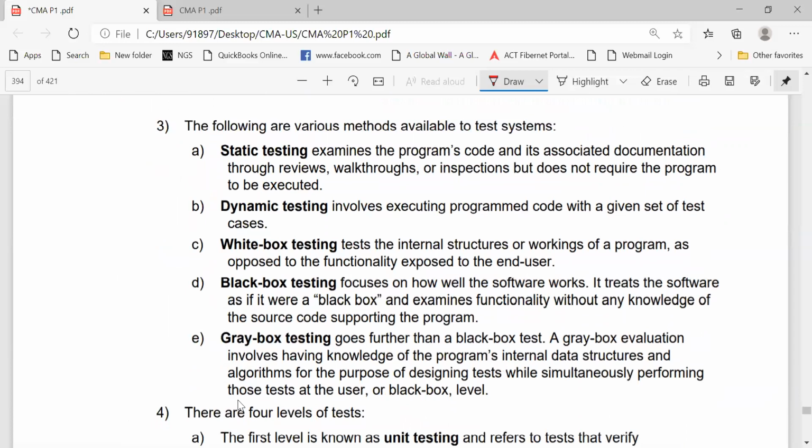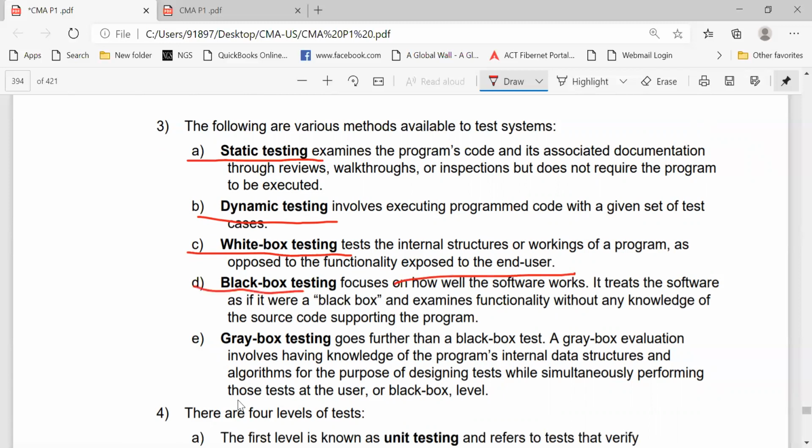Now these are the following methods of testing. One is static testing, which is nothing but you check the code at the back end. You check the code, how it is typed down, how it is made. Then there would be dynamic testing, where the program code is executed, and there would be a set of test cases. Then there is white box testing. Here the internal structures or working of a program is tested, and the functionality is exposed to the end user.